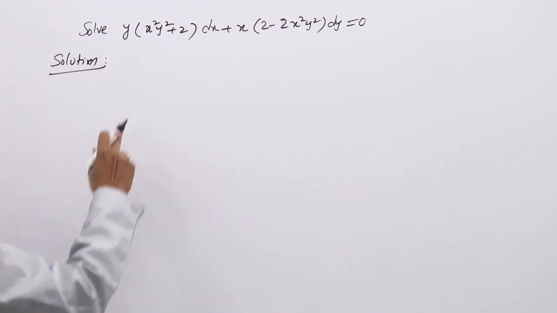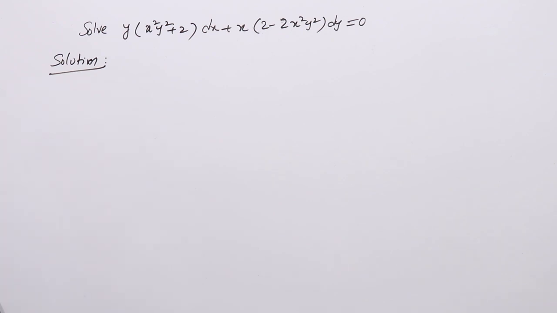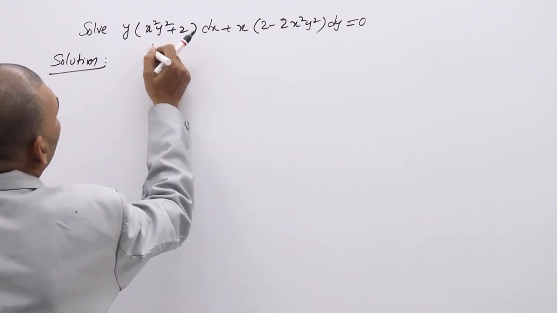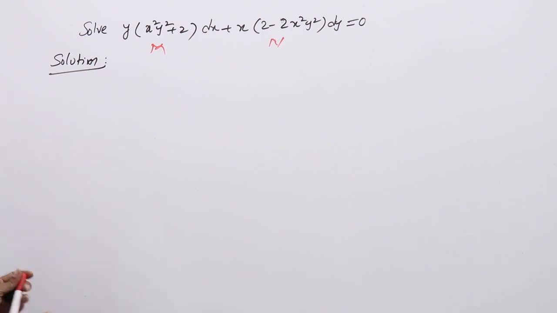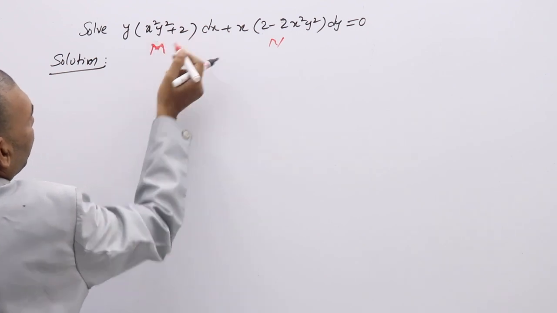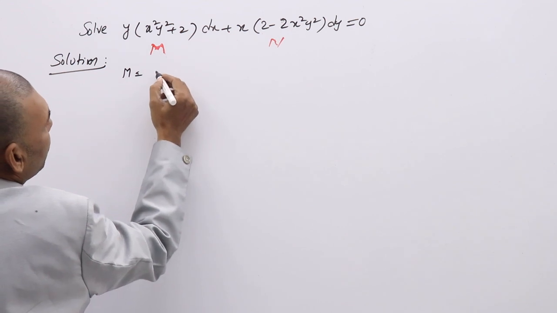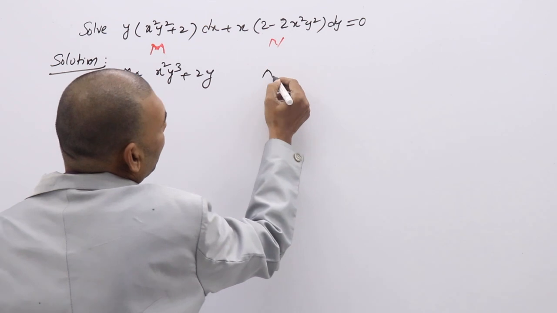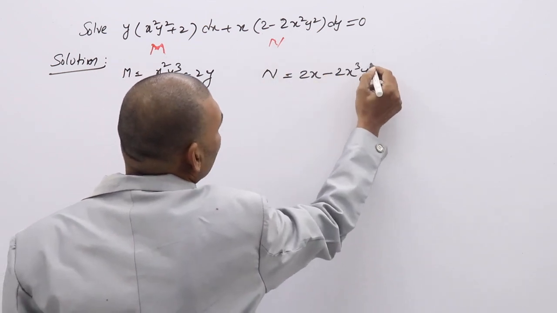Solve x into x square y square plus 2 dx plus x into 2 minus 2x square y square dy equal to 0. To solve this, first write m and n. This is m, this is n, you know, M dx plus N dy form. So now, for writing m, multiply this term with y: m is y into x square y cube plus 2y. n is multiply with x: 2x minus 2x cube y square.